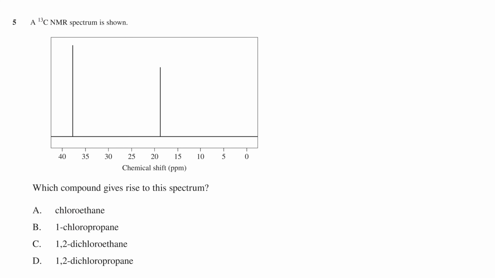Moving on, question 5 states a 13C NMR spectrum is shown, and then asks which compound gives rise to this spectrum. The options given are chloroethane, 1-chloropropane, 1,2-dichloroethane, and 1,2-dichloropropane. The first thing to realize is that all the options are chlorinated alkanes and contain the same functional group, so we'll expect to see peaks in similar positions for all the molecules.